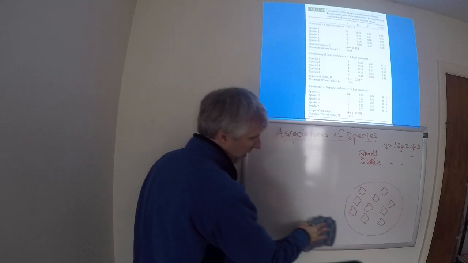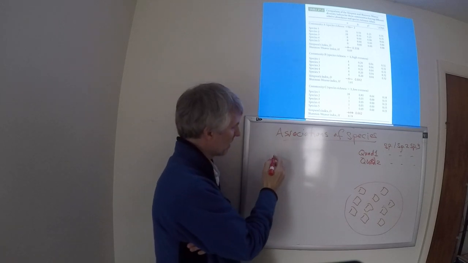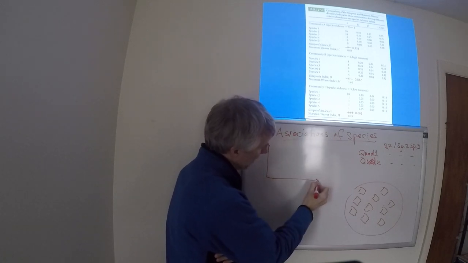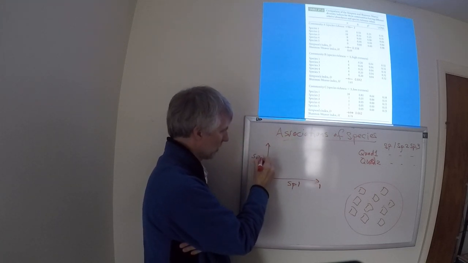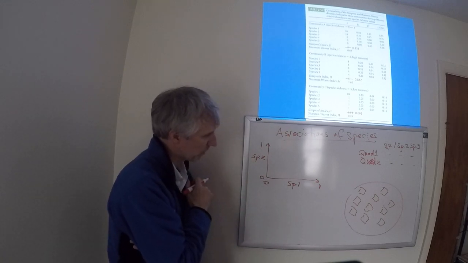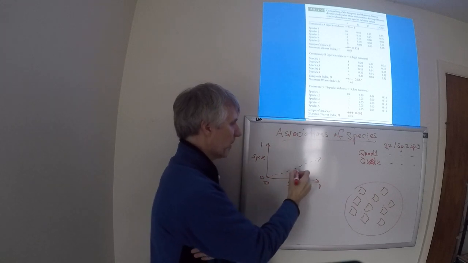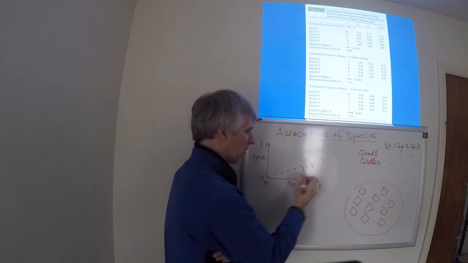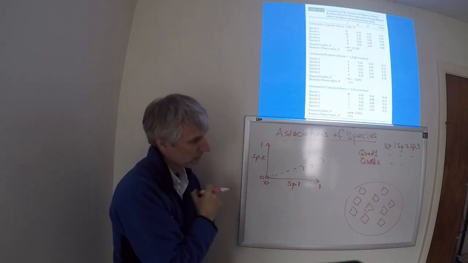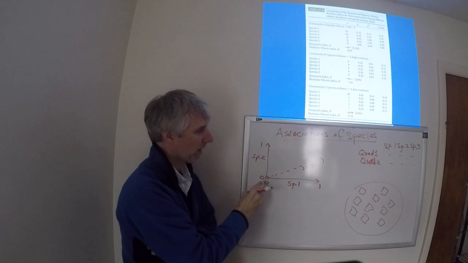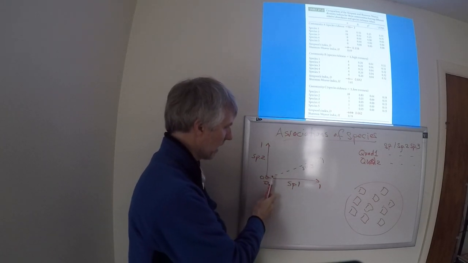Now I could do the same thing with 3 species. Okay, 3 species now. Species 1, presence, absence. Species 2, absence and presence. There's species 3, presence, absence. Now, I go out and look at those quadrats. There are 8 places in this 3-dimensional space that these quadrats can exist.